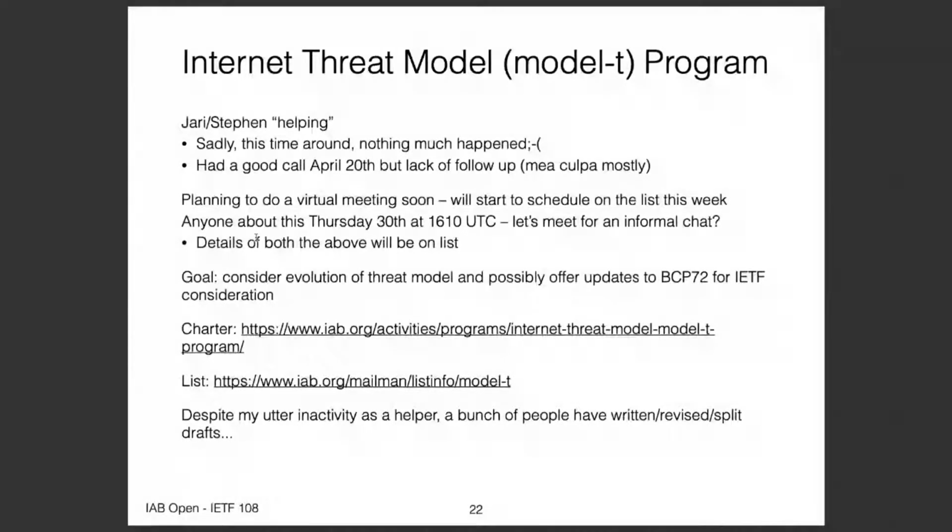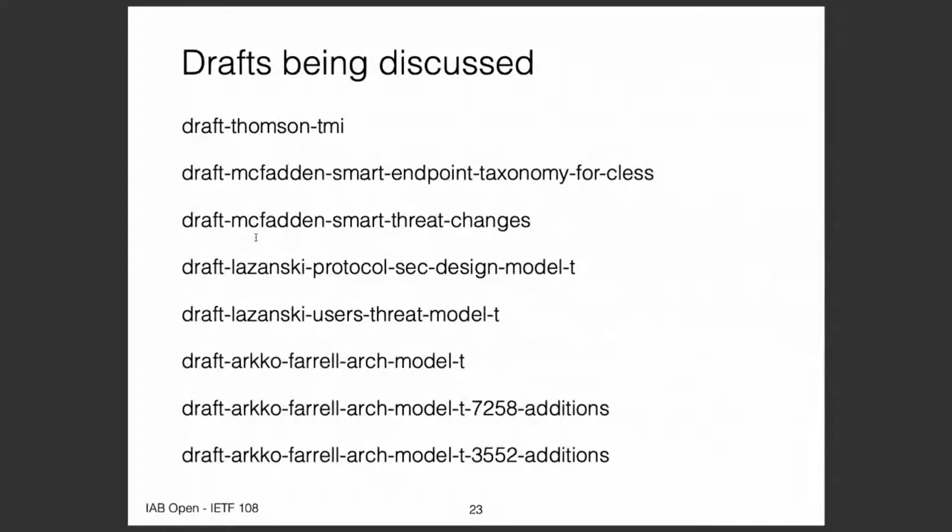And you have a link there to the charter and to the mailing list. We're considering the evolution of the threat model, possibly to offer an update to BCP 72 that the IETF might consider. And next slide. There's a bunch of drafts being considered that are being discussed on the list. I wouldn't say any of them are completely finished or near it. People are discussing. There's overlap between these drafts, and that's okay. We may find some way during discussion to see how to proceed with them.